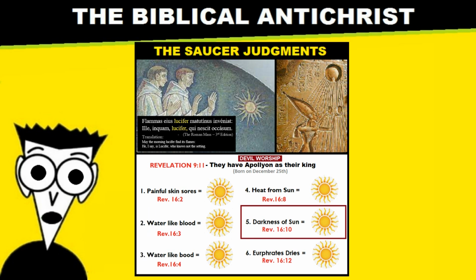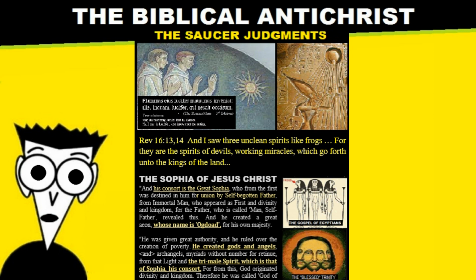But we are told this deity will take the form of 3 unclean spirits, as frogs from Egypt, which will be devils which go out to the kings of the empire, and which will work miracles, to deceive their people, and seduce them into the worship of devils.